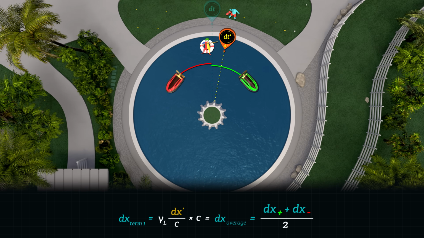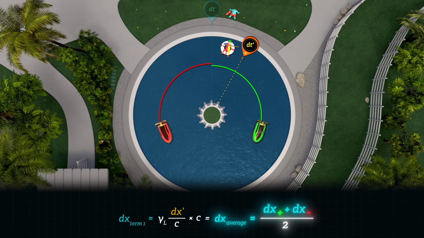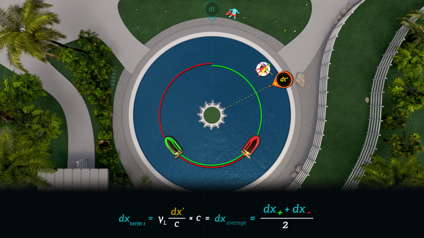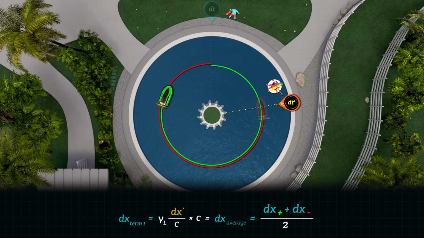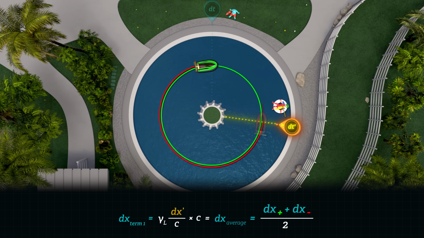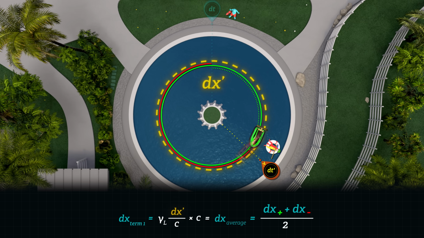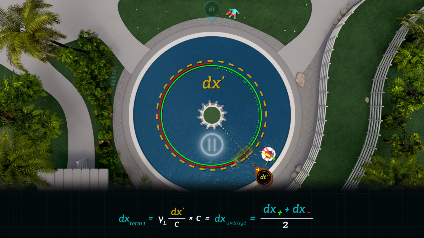In our river analogy, this would be the average of the stationary frame distances the 2 hovercraft would travel if they both had begun their trips starting at a single moving clock and traveled around the lazy river a distance dx prime in the absence of logs until each hovercraft returned to that same moving clock.